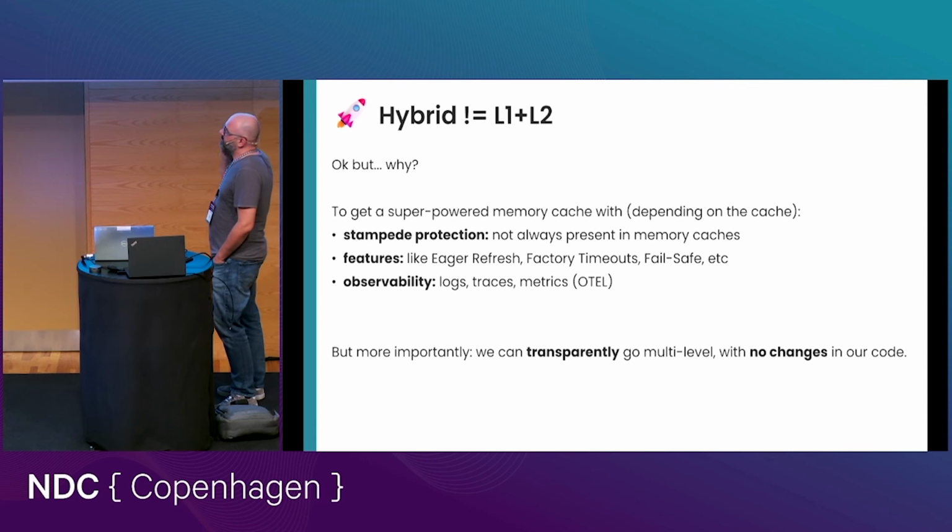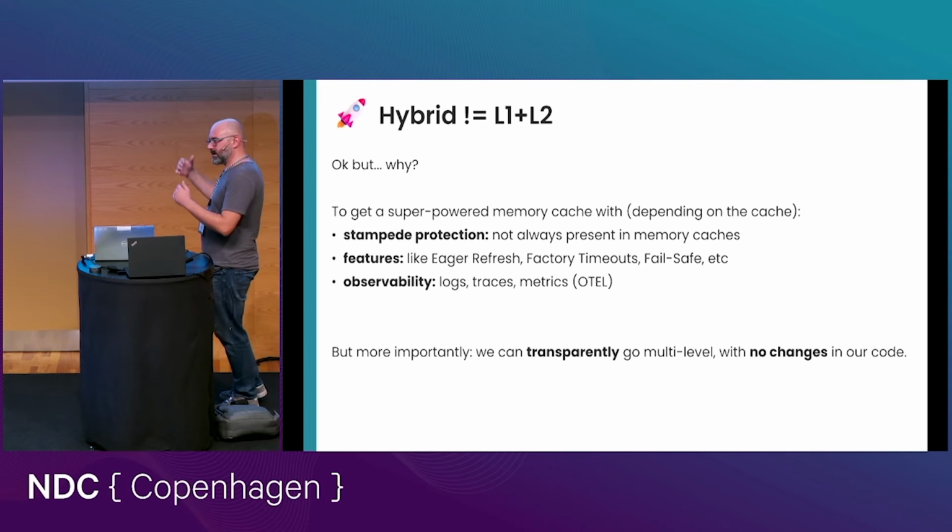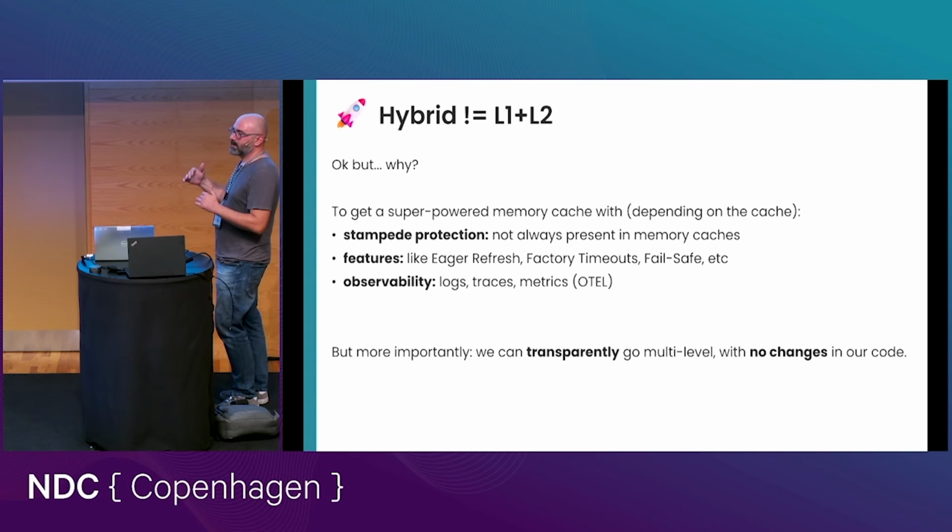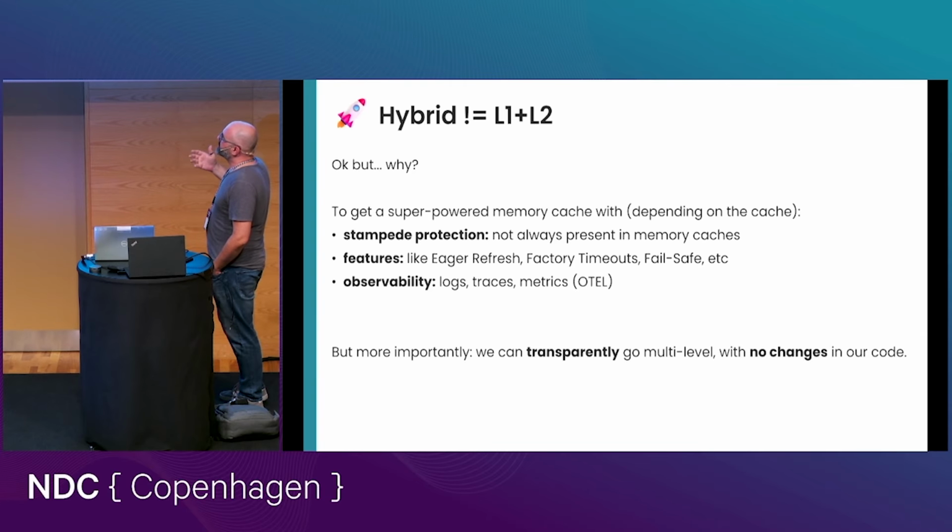So, two main reasons. The first is that you basically get a superpowered memory cache, because usually, and here it depends on the library that you pick, you will have stampede protection, which is not always present in normal memory caches because they are lower level. Instead, hybrid caches are higher level. You have more features in general, like eager refresh, factory timeouts, or fail-safe. These are specific to FusionCache, we'll see in a moment, and are very useful, but other libraries can have other features. And they usually have observability built in, so logs, traces, and metrics, so OpenTelemetry, for example.